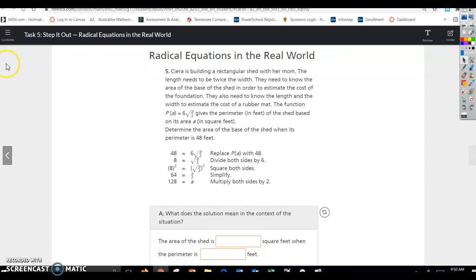All right, so because it says that this is the perimeter in feet, we know that p of a can be replaced by 48. So 48 equals 6 times the square root of a over 2, and then we can solve for a. So divide, this is multiplication, so divide both sides by 6, and then square both sides to get rid of the square root, and then multiply by 2, because multiplication is the inverse of division, and you're dividing by 2 here. So a equals 128.